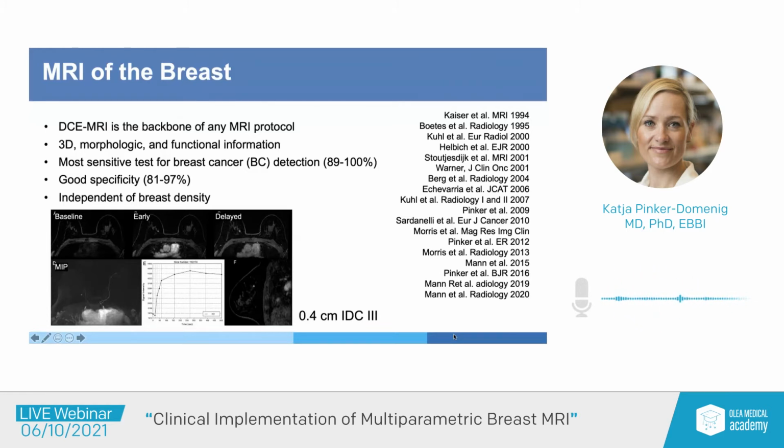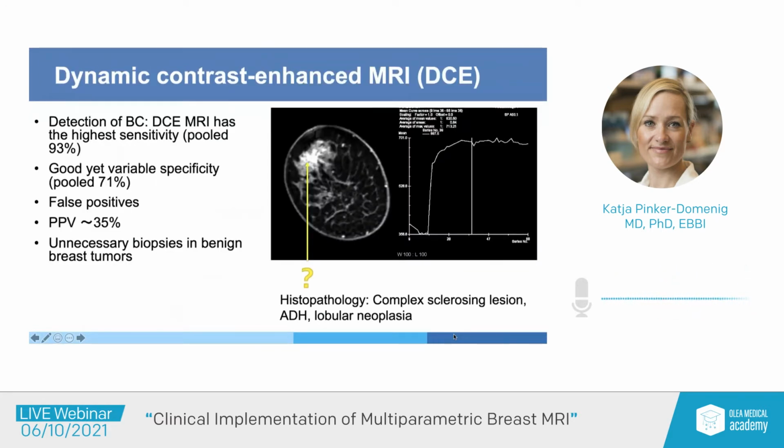One thing that separates it from other imaging modalities we have is that it is independent of breast density and can visualize invasive as well as non-invasive disease. So we can also see, based on neovascularity, small cancers like in this example here. However, as I've said, it has the highest sensitivity and a good specificity. The specificity is not as good as the sensitivity. That means we still have false positive findings because of the high sensitivity, with a PPV of approximately 35%, and we're performing unnecessary biopsies in benign breast tumors.